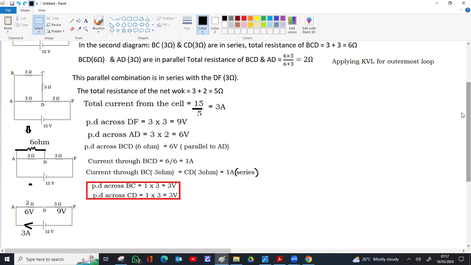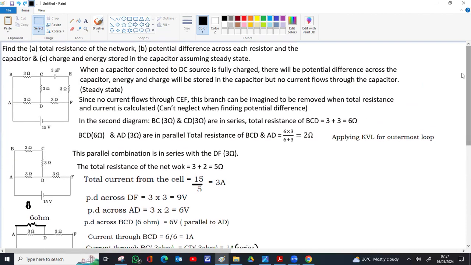For the capacitor, we apply Kirchhoff's voltage law for the outermost loop: A, B, C, E, F, cell, back to A. You can apply any closed loop and it will work, but this is a simple case because there is only one resistor and one capacitor. This resistor is not involved because it doesn't have a potential difference, so only the cell. We will take the outer loop, with only two components along with the cell.